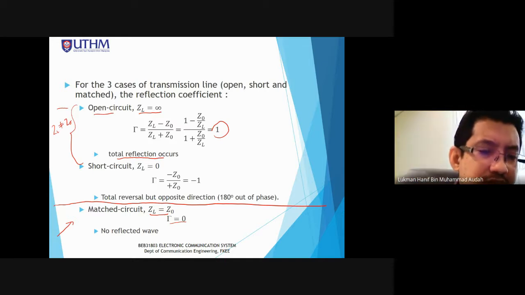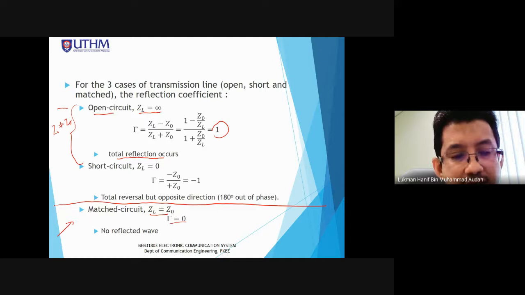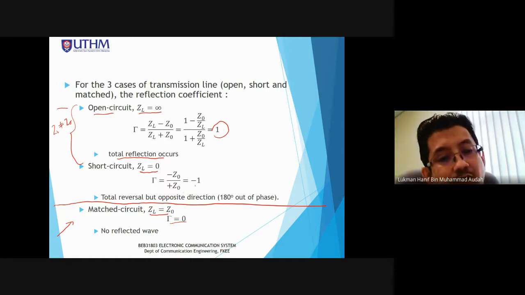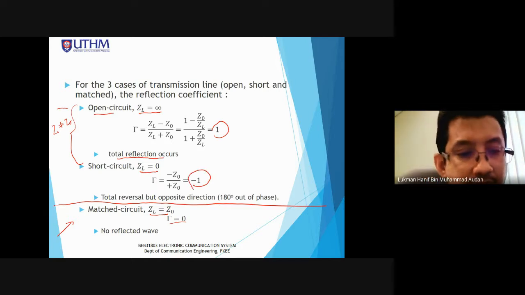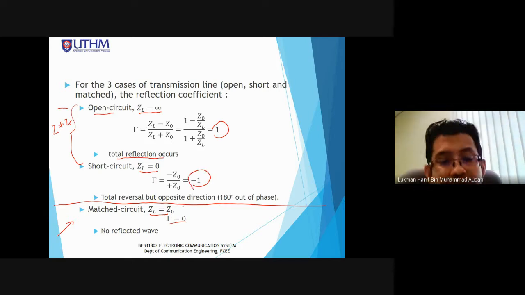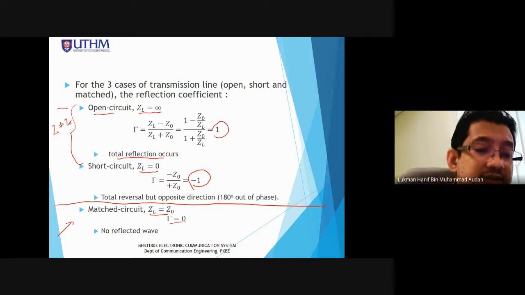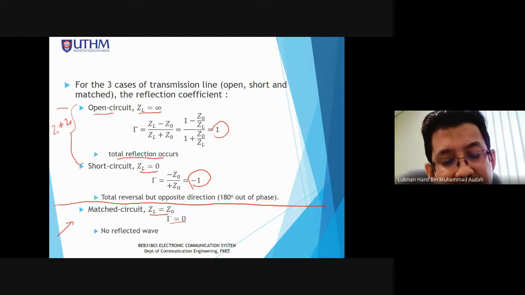What about the short circuit? Short circuit, litar tutup. Short means that the load impedance equal to 0. So therefore the reflection coefficient is equal to -1. Total reflection also occurs, but this time is going to be in different phase. Perubahan fasa sebanyak 180 darjah. Berlakunya perubahan fasa sebanyak 180 darjah antara incident dan juga reflected wave.